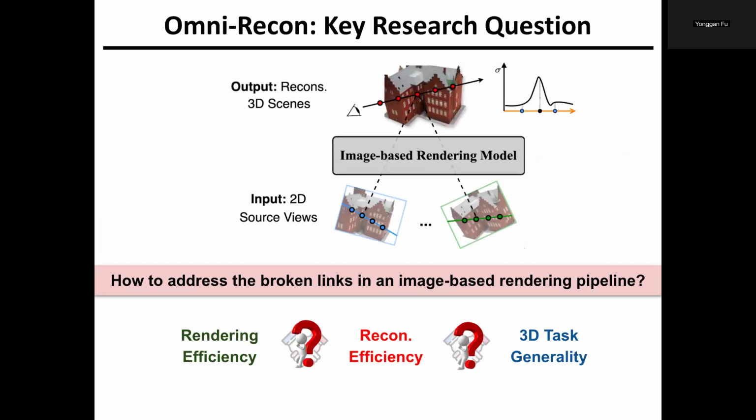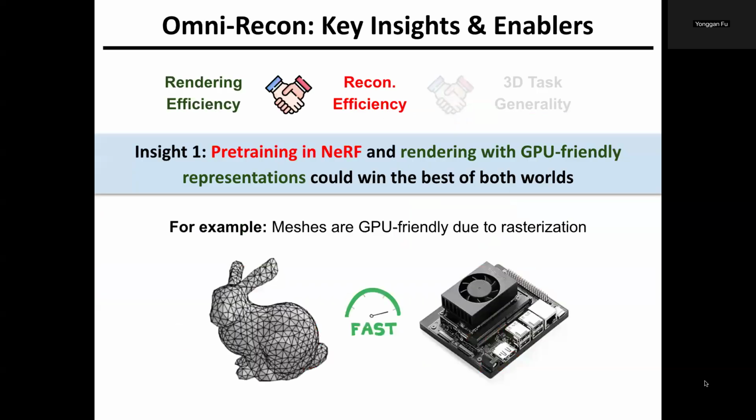First, our framework starts with an image-based rendering pipeline, which takes a set of 2D views as inputs and outputs the reconstructed 3D scene. The advantage is that image-based rendering can naturally achieve reconstruction efficiency, as a model can be pre-trained on a set of things and then generalized to new things. What we need to resolve here is the two broken links for rendering efficiency and 3D task generality.